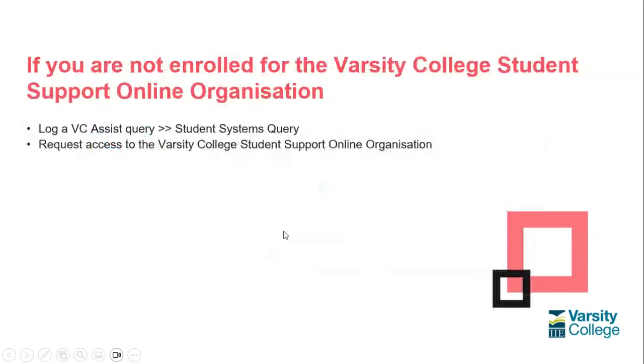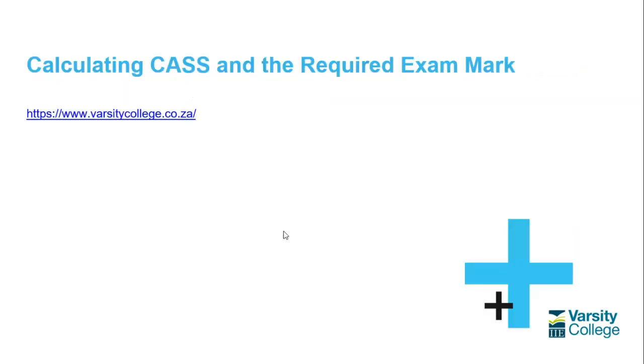And if you're not enrolled for the Varsity College Student Support Online organization, please log a VC Assist query, and under the Student Systems query, request access to the Varsity College Student Support Online organization, because that's the only way that you will have access to the calculator. So then, calculating CAS and the required exam mark, let's go.